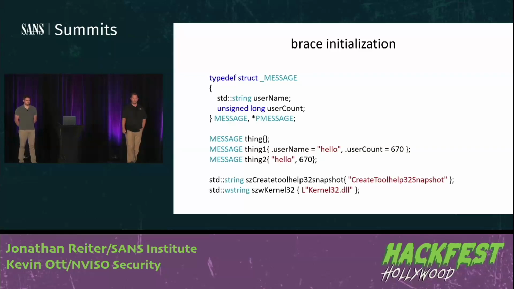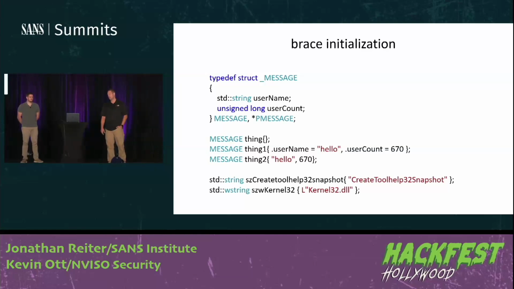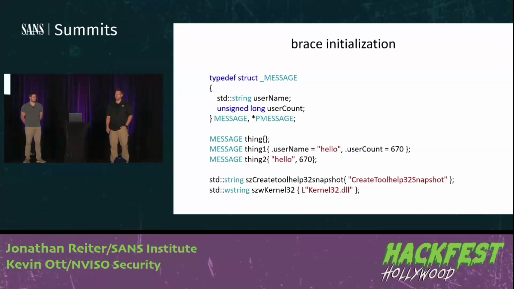And then also another option is for thing 2, if you know the order of the fields of the structure, you can go ahead and use the order to initialize things like "hello" and 670. And also for strings, we have std::string and std::wstring down there at the bottom, using brace initialization for initializing those strings. I do want to call out the L, the capital L, right before kernel32. That is our indication of a wstring, UTF-16, or as Windows likes to use, Unicode throughout.